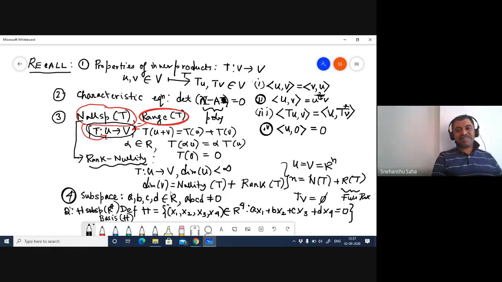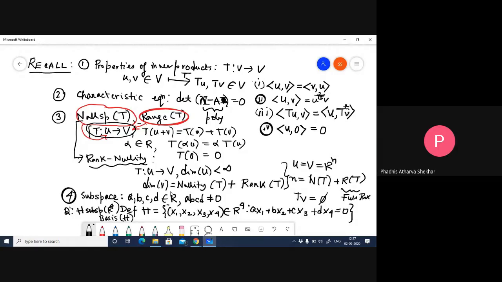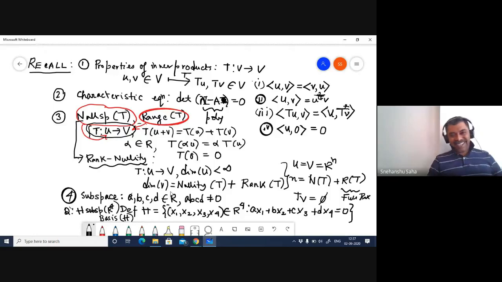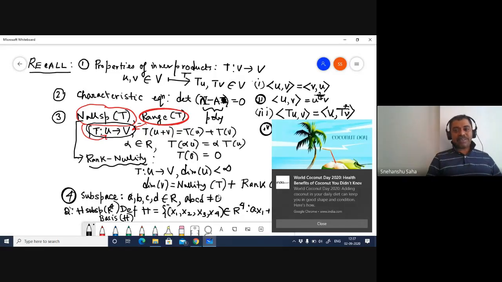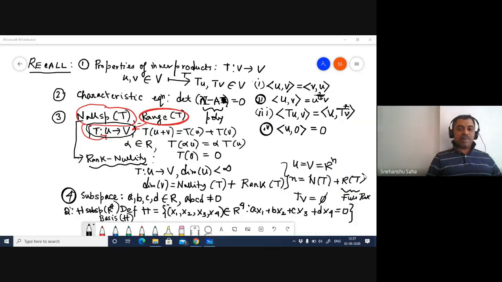Is it too difficult? Could you repeat the question once, actually? Okay. T is a linear transformation from a finite dimensional vector space U to a finite dimensional vector space V. U has a basis because U is finite dimensional. V also must have a basis because V is also finite dimensional. Now, the basis set in U and the basis set in V, what is the relation between these two?